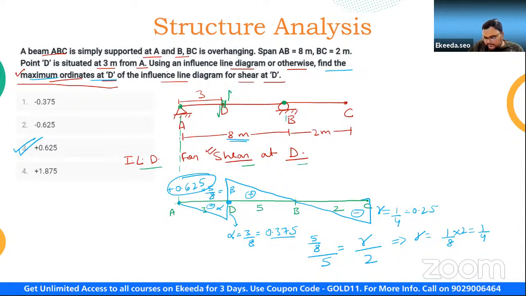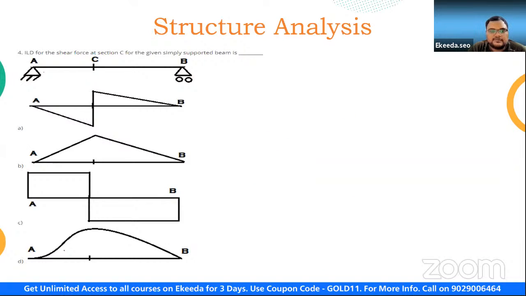I hope you all have got this correct option. And if you have any doubts, please ask. Yes, guys. So what I have done is, first from the given question, I have drawn the diagram. Then I have drawn the influence line diagram. And from this influence line diagram, I have calculated the maximum ordinate that was asked in the question. I hope I am clear to all of you. So let us see the next question.